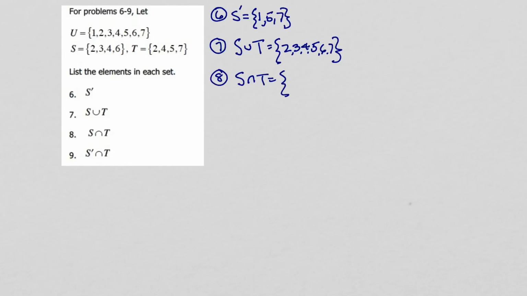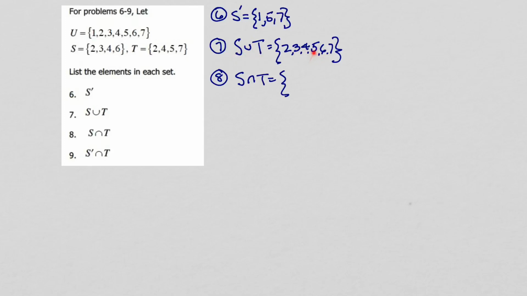Now number 8, this is the intersection. Number 7 was the union. That means everything in here had to be in at least one set. Anything in here has to be in this one or this one. Now this is the intersection. Everything in here has to be in both. It has to be in this and this. So this is an or in 7. Has to be in here or in here.